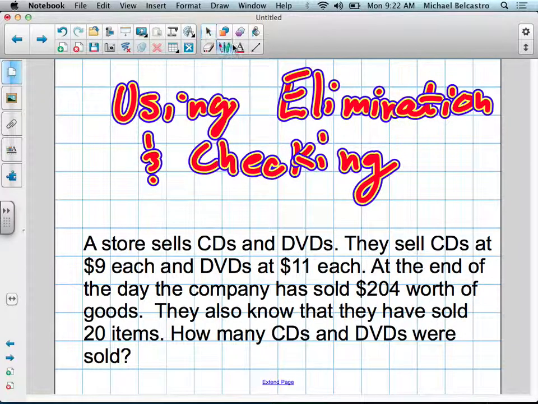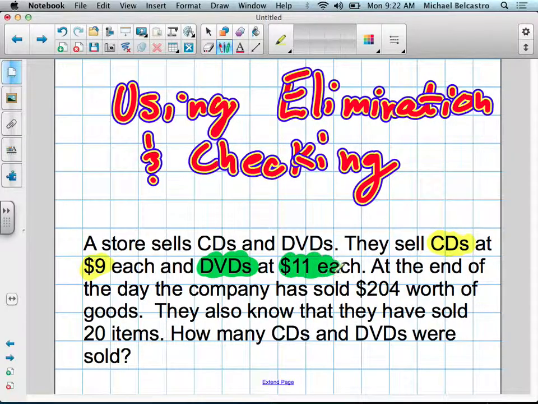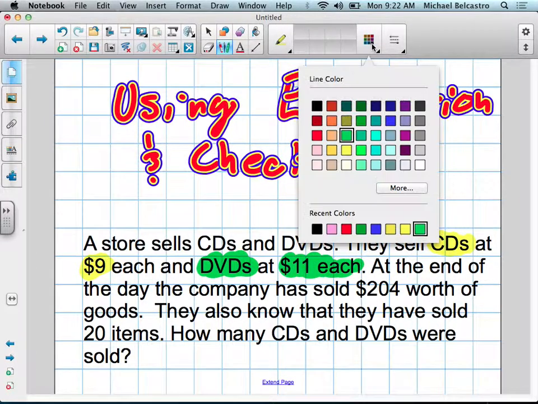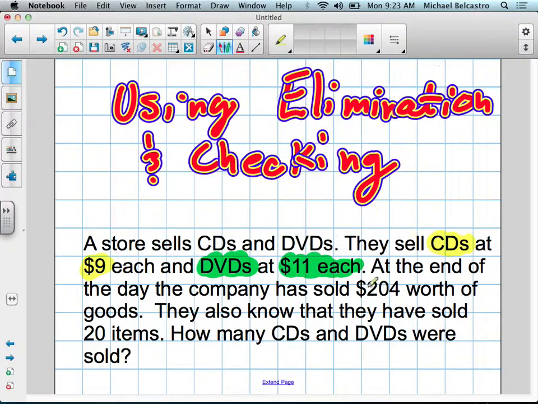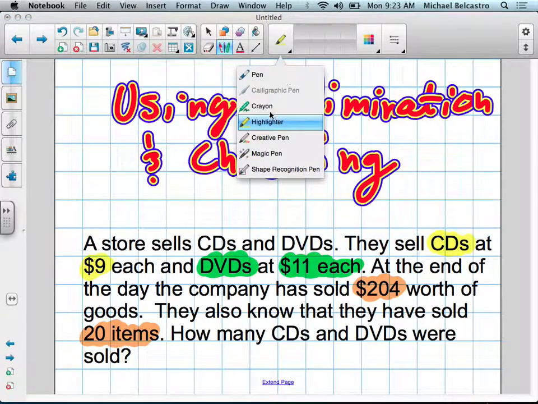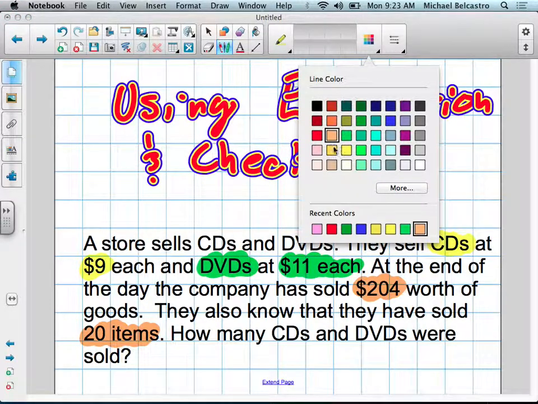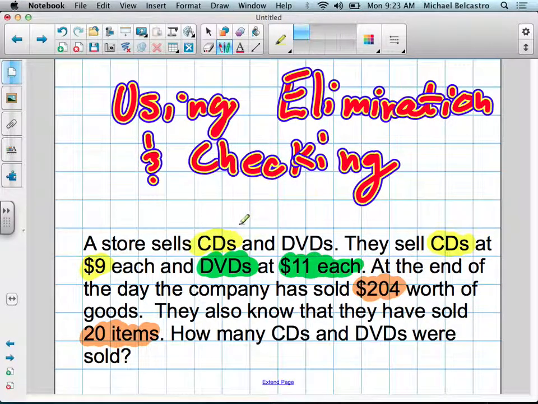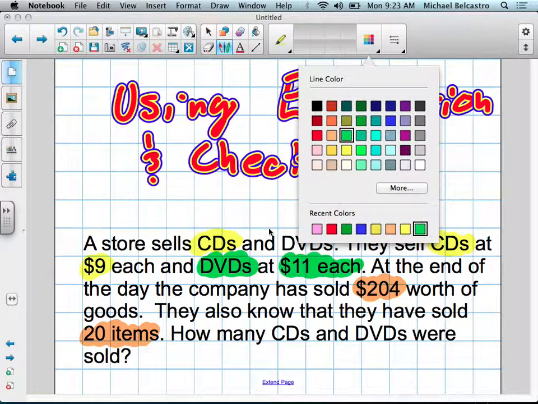So I've read through it once. The second time reading through it, I'm going to highlight what's important. I know that they sell CDs and DVDs, and I know they sell CDs at $9 each and DVDs at $11 each. At the end of the day, they've sold $204 worth of goods, and they sold 20 items to get that much money. What we're going to do is figure out how many CDs they've sold and how many DVDs they sold.